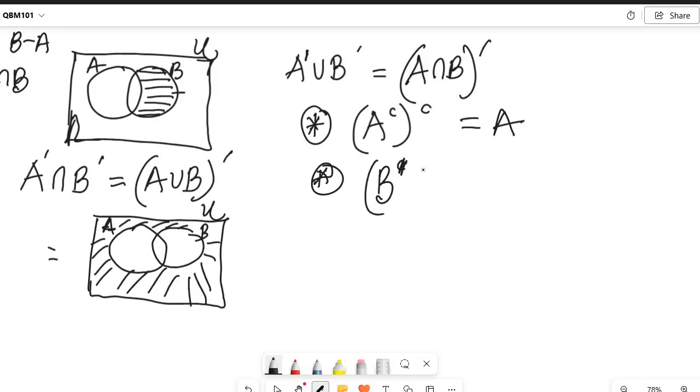Let me use another sign, rather than just C. You have that set back. So please take note of these laws. Now they have names. We have idempotent laws, but we're not going deep into that.